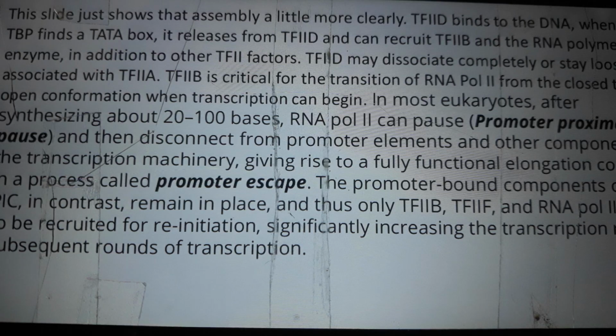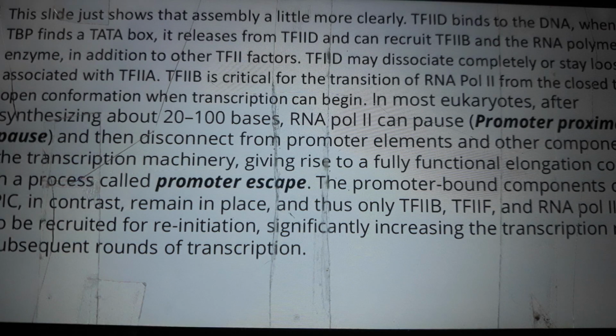The TF2B is critical for the transition of RNA pol II from the closed to the open conformation, and transcription can begin. In most eukaryotes, after synthesizing about 20 to 100 bases, RNA pol II can pause, promoter proximal pause, and then disconnect from promoter elements and other components of the transcription machinery, giving rise to a fully functional elongation complex and a process called promoter escape.